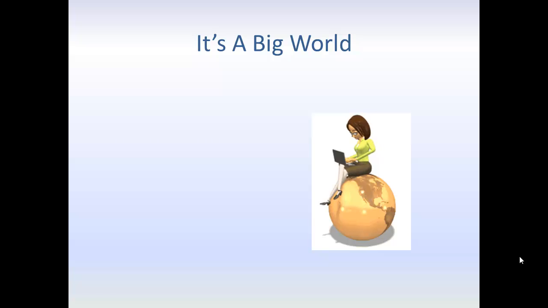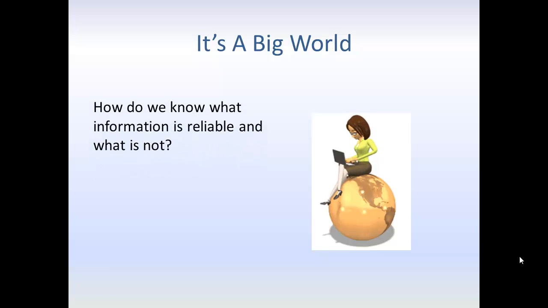It's a big world. How do we know what information is reliable and what is not? There is a great deal of information out there. Some of it is excellent, some of it is not. You will find a great amount of information and will have to evaluate it yourself to determine if it is credible and reliable. A credible source means that the information or content of a particular source, book, website, scholarly, or trade journal is accurate, reliable, and trustworthy.